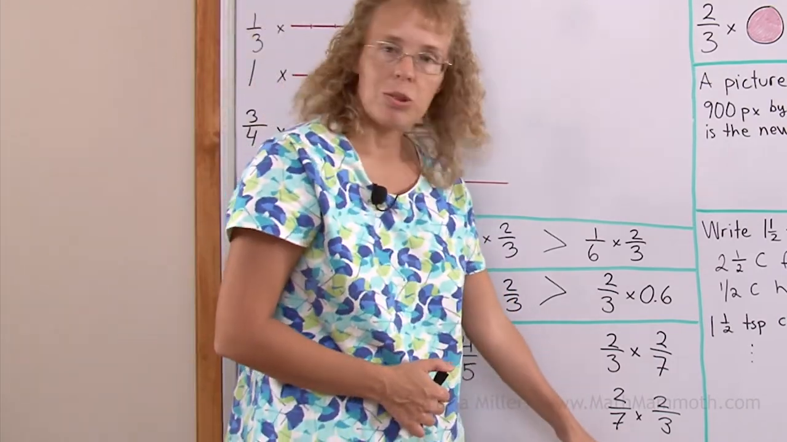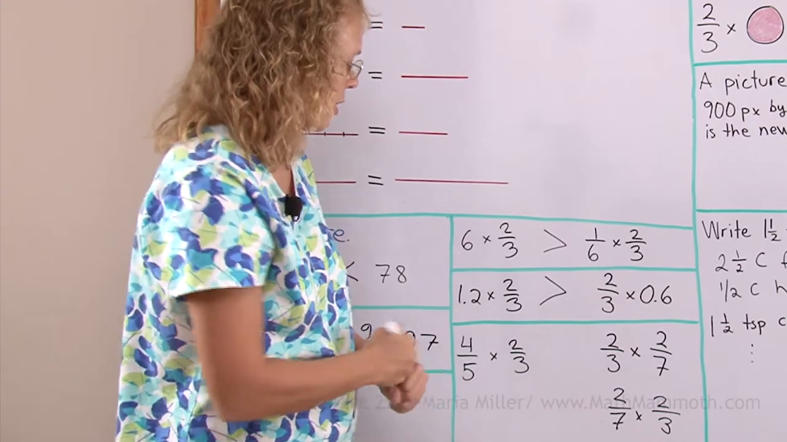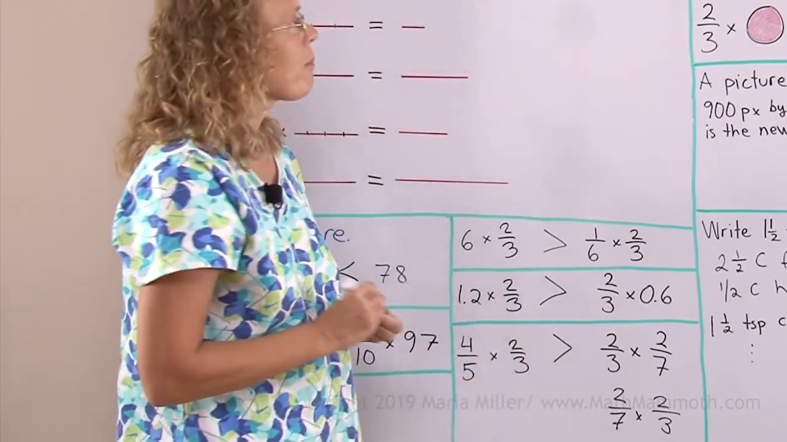And I hope you can see 2/7 is a smaller fraction than 4/5. So therefore this one is more.